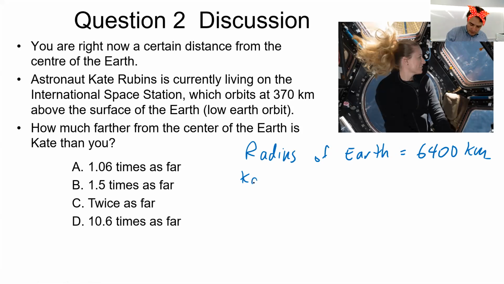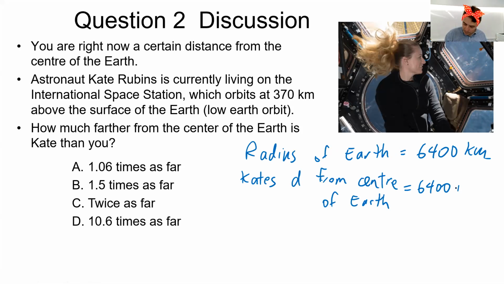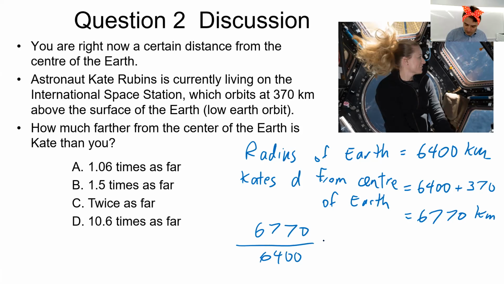Kate's distance from the center of Earth is going to be 6,400 plus 370. So it's going to be 6,770 kilometers. So that's kind of interesting, right? If you take the ratio 6,770 divided by 6,400, you get that it's 1.06. She's only 6% farther away from the center of the Earth than you are.